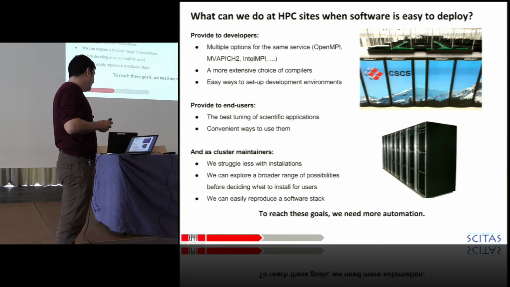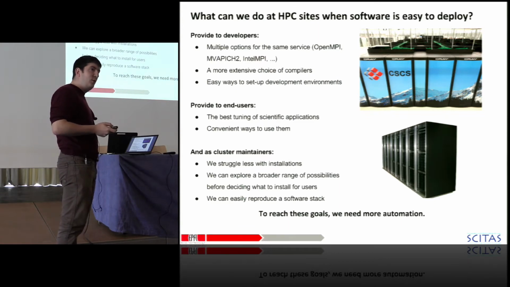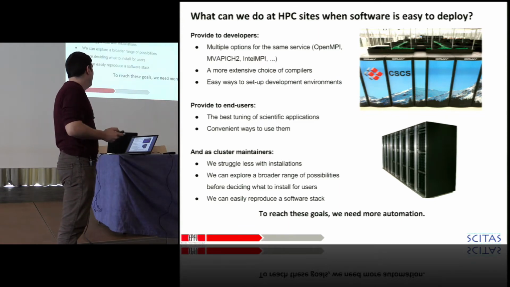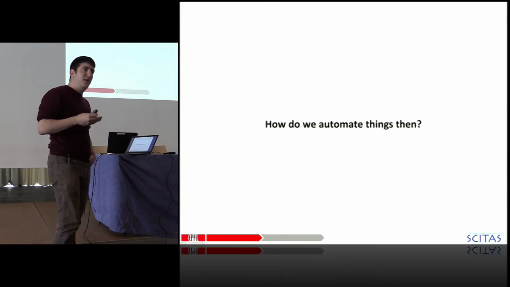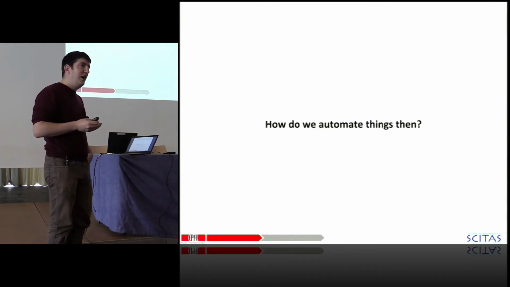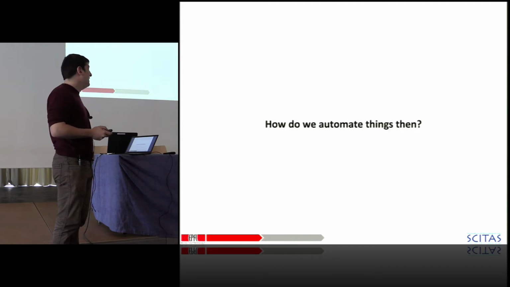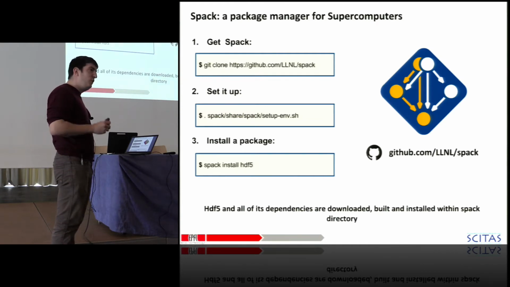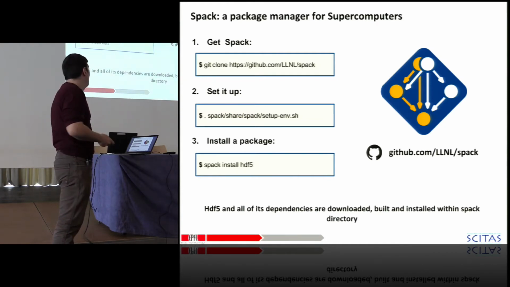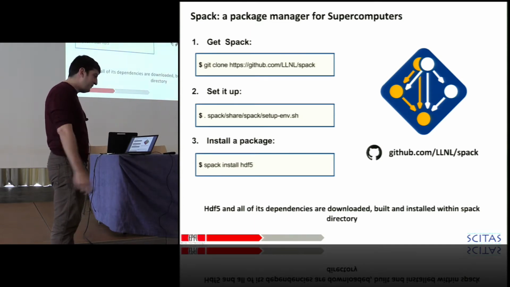So it is evident that to reach this, we need more automation. And the question then becomes, how do we automate things? The answer I would like to give you today is using a package manager, using Spack. Spack is an open source project originally developed at Lawrence Livermore and hosted on GitHub.